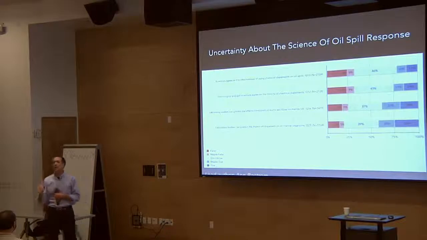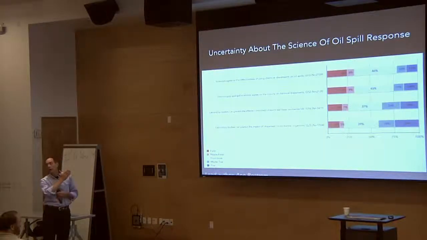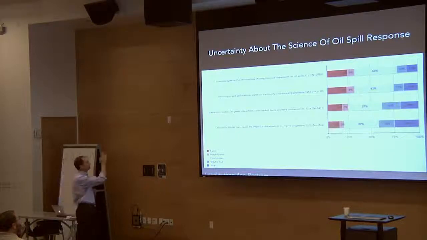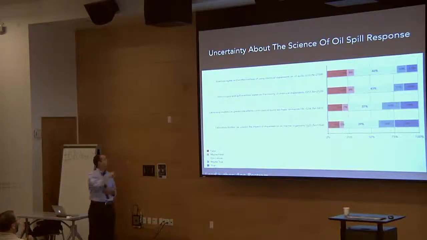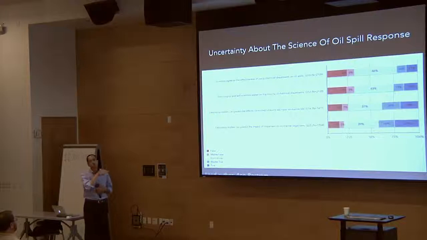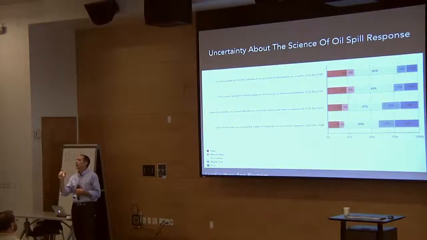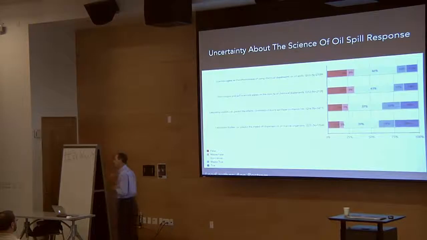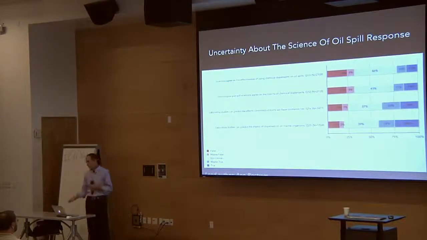And I'm not going to go through all the data. I just want to point out, gray in the middle is don't know. And for a lot of the questions, so here's scientists agree on the effectiveness of chemical dispersants. Laboratory studies can predict effects. If you ask technical experts in this area, you would not get a lot of no's or maybe kinds of answers. You would get more certain answers because they know the area, they know the research.